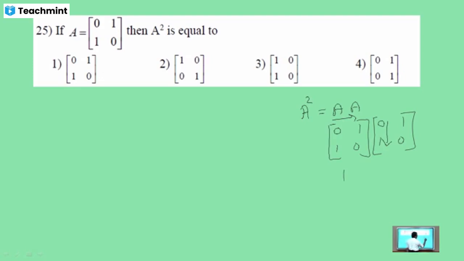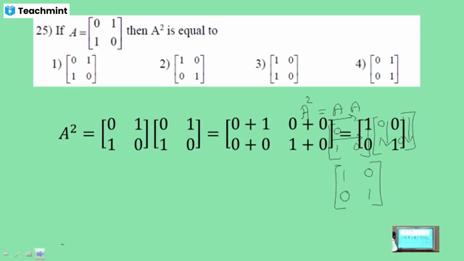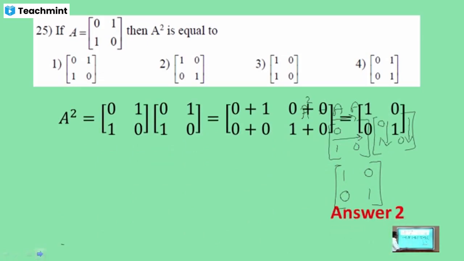What is the second element? First row multiplied with the second column. 0 into 1 is 0, 1 into 0 is 0, so that is 0. So I expect 0 here. When I multiply the second row, the property repeats, and 1 comes here. So A square equals 1 0 0 1 is the solution, which is the second option.